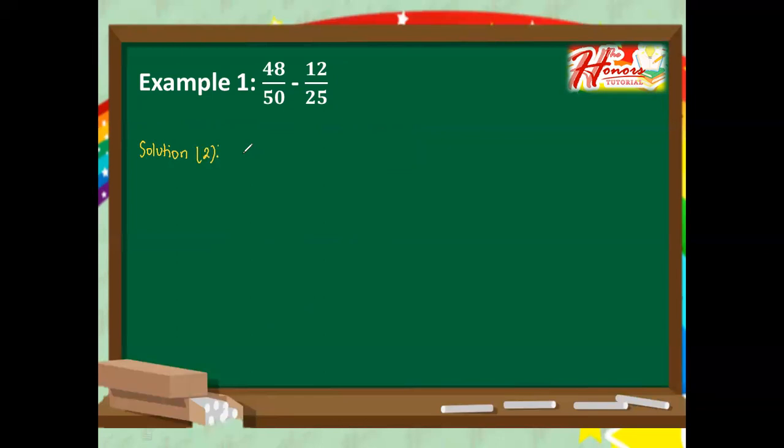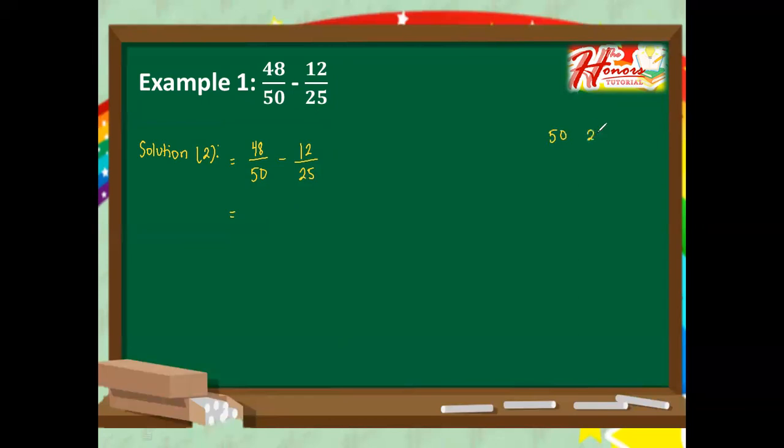So we will just write the given again. So that is 48 over 50 minus 12 over 25. And then you will just identify the LCD of 50 and 25. There are two ways of finding the LCD of a number or a fraction. But let me just have the ladder method for today. So this is how we are going to use the ladder method.